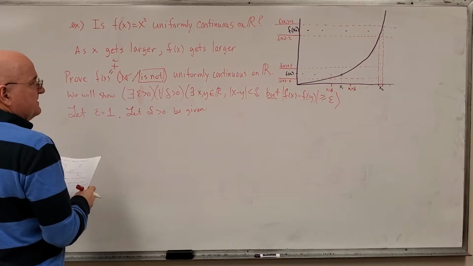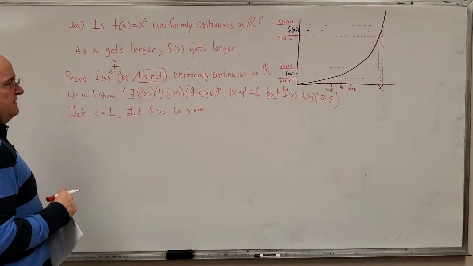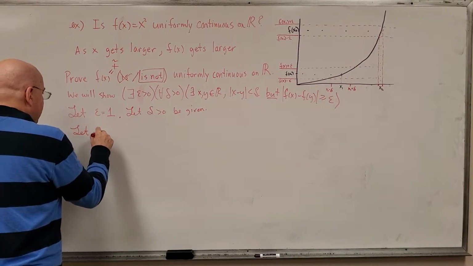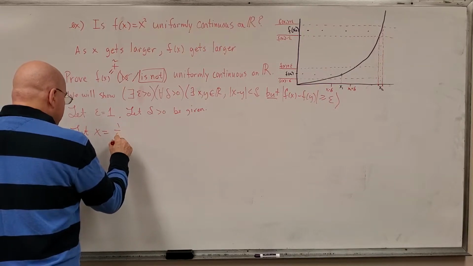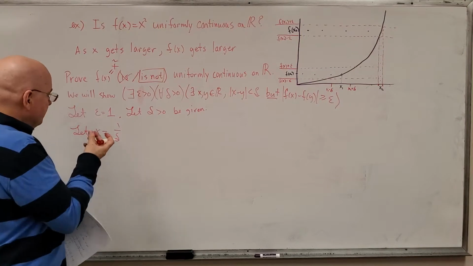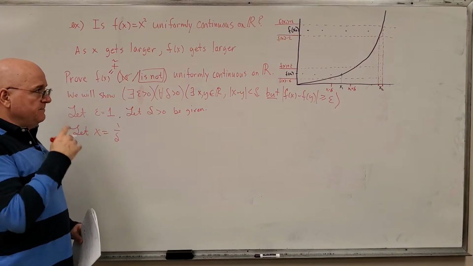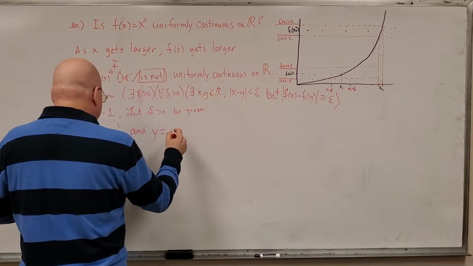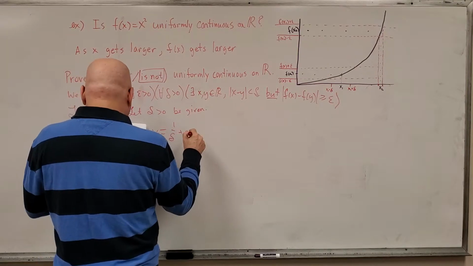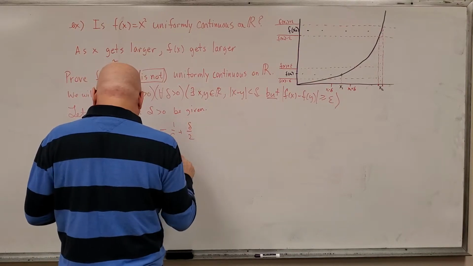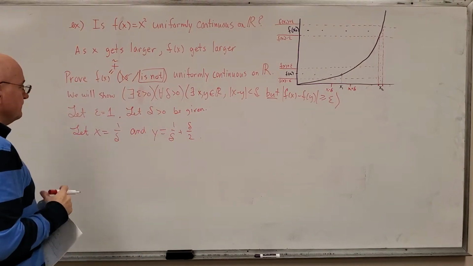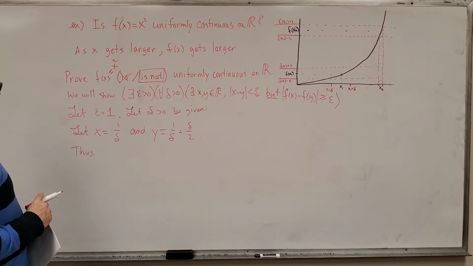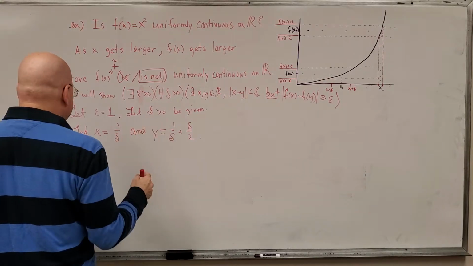All right, well here, this is not intuitive, so it takes a lot of algebra to figure out some of these numbers, but let's let x equal 1 over delta. So if we think of delta as being a small number, we just made x a very large number. And we're going to make y equal to 1 over delta plus delta over 2. So I think that guarantees that they are within delta of each other.